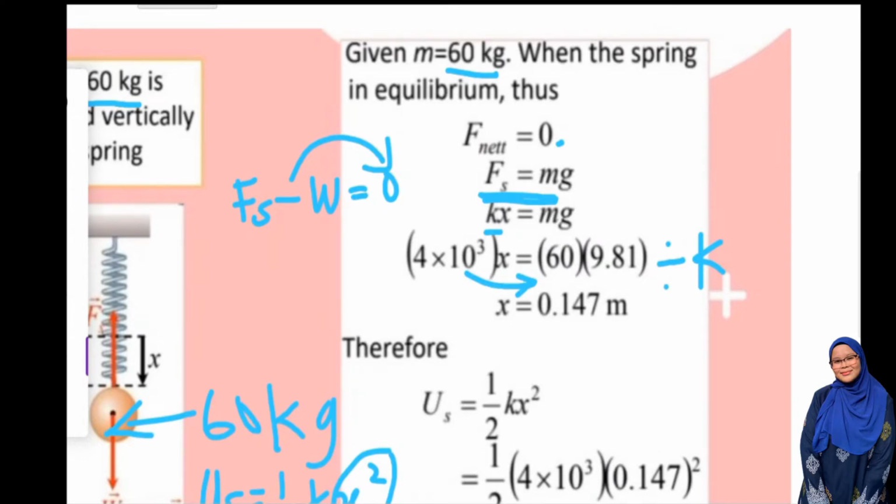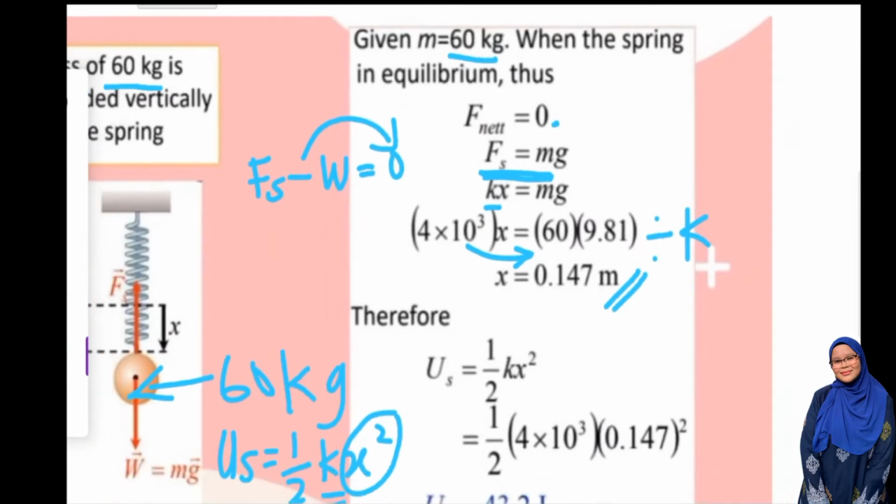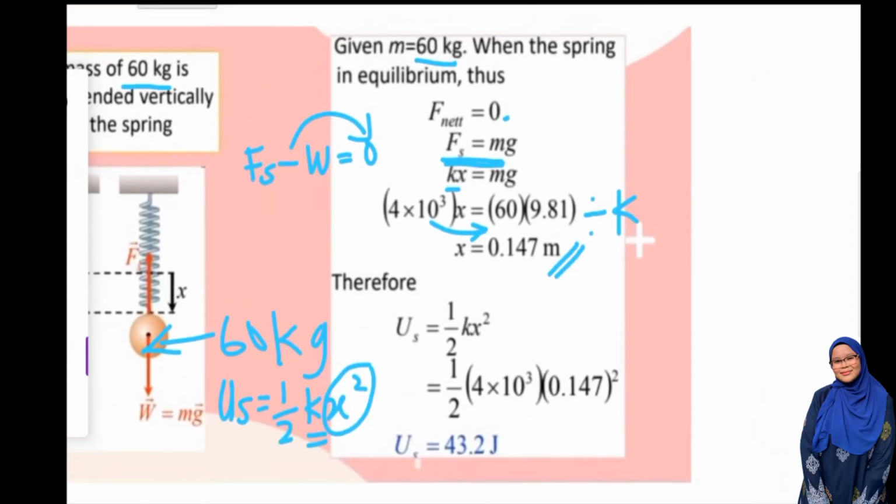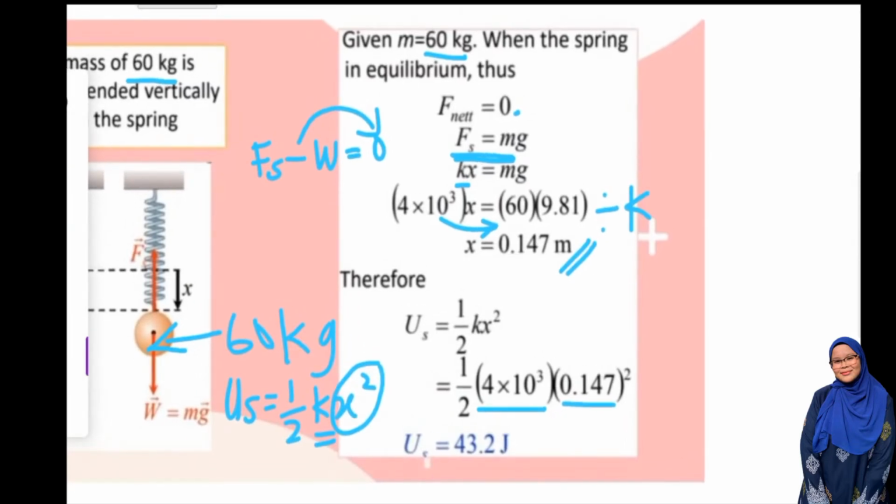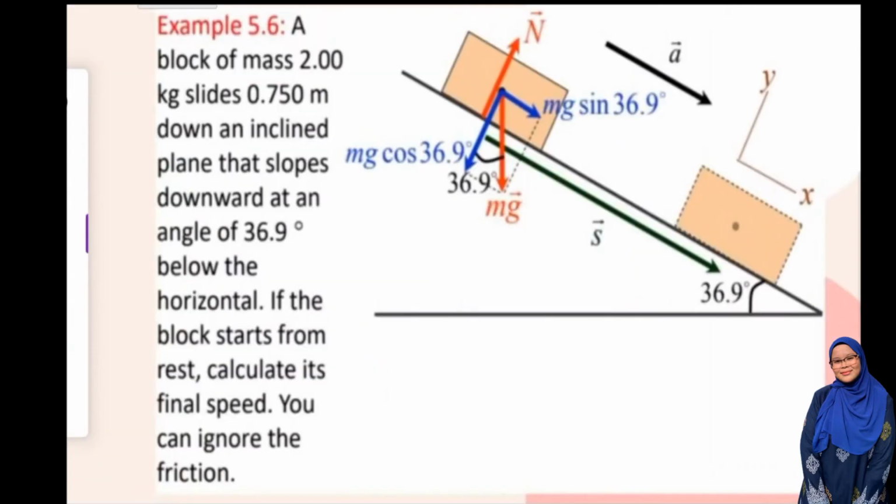So mass is 60 kg and gravitational acceleration is 9.81. So we get the elongation is 0.147 meter. So elongation is in meter, okay? So therefore, bila kita dah dapat all the values for k and x, we just substitute into the equation. So we have k from the previous equation, k is equal to 4 times 10 to the power of 3, and x we get 0.147 squared. So to calculate, use calculator, so we get 43.2 joule. Okay, so we move to the second question.